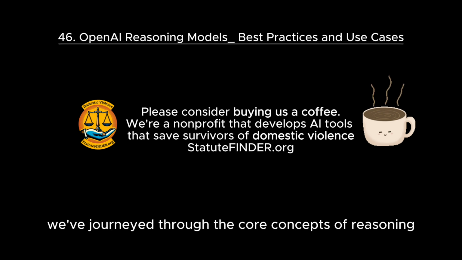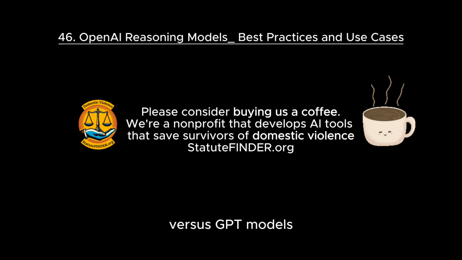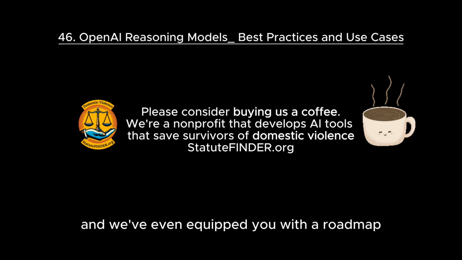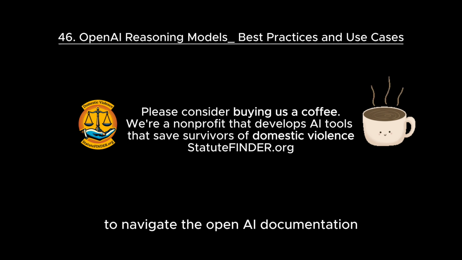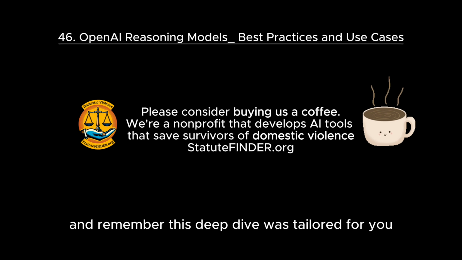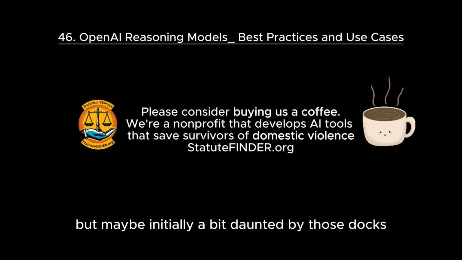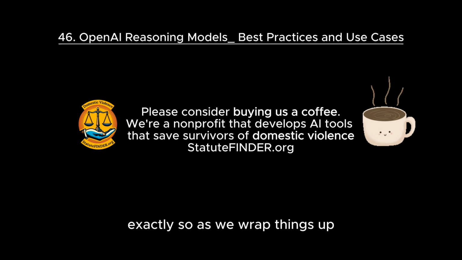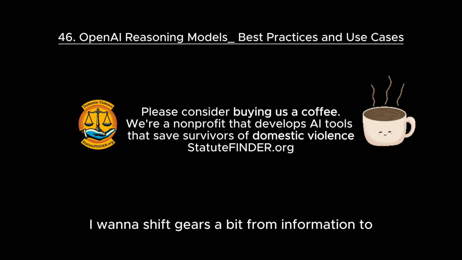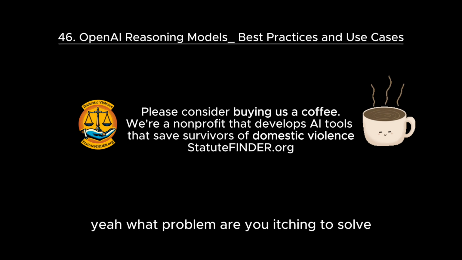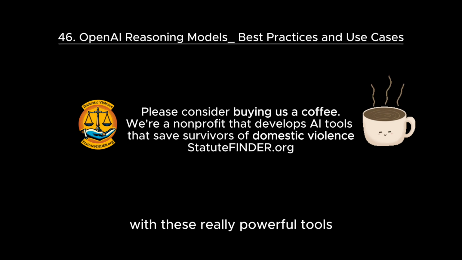We've journeyed through the core concepts of reasoning versus GPT models and dove deep into those 7 superpowers of the reasoning models. And we've even equipped you with a roadmap to navigate the OpenAI documentation. And remember, this deep dive was tailored for you, someone with about 3 months of Python experience. Excited about AI, but maybe initially a bit daunted by those docs? Exactly. So as we wrap things up, I want to shift gears a bit from information to inspiration. Now that you've peeked behind the curtain of OpenAI, what sparks your curiosity? Yeah. What problem are you itching to solve with these really powerful tools? What creative idea is bubbling up, just waiting for the right AI model to bring it to life? That's the beauty of this field, right?